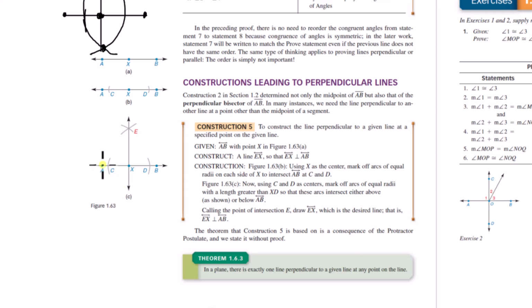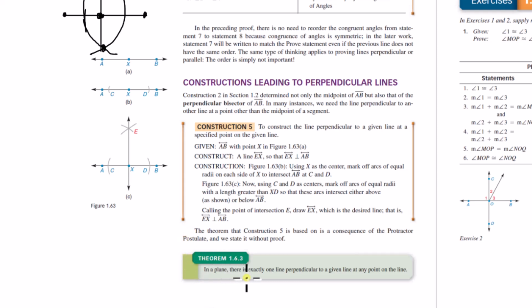Interesting to think about why that construction is correct. Like, why are you guaranteed to get a perpendicular line? What caused that to happen? That's something we might talk about later, but try and think about that on your own. All right, the theorem that construction 5 is based on is a consequence of the protractor postulate, and we state it without proof. Okay, so here we're going to get some insight into why this works.